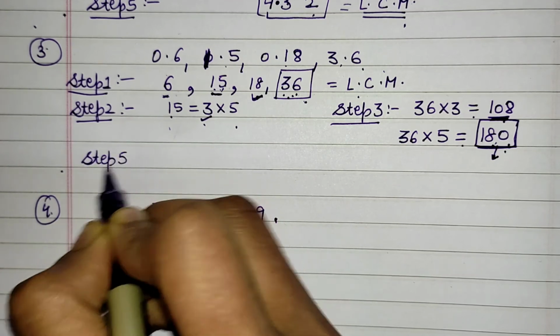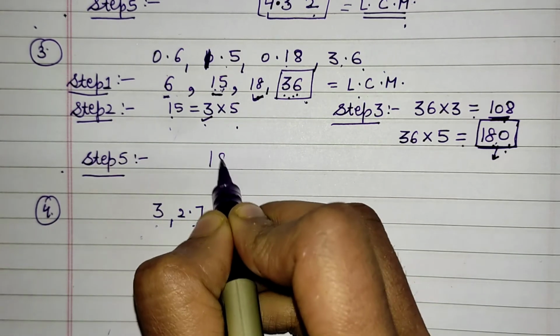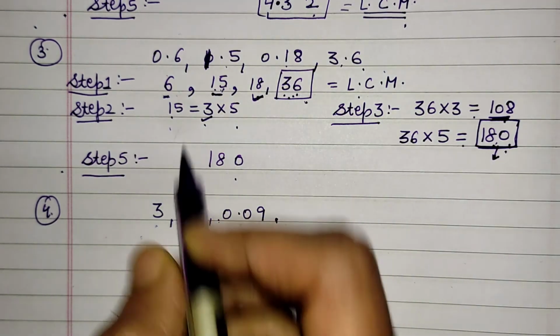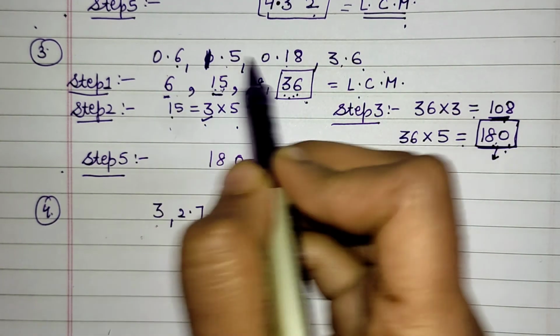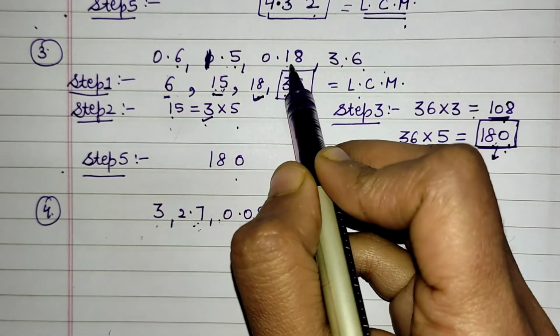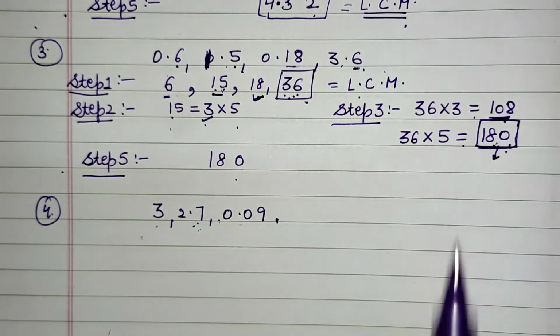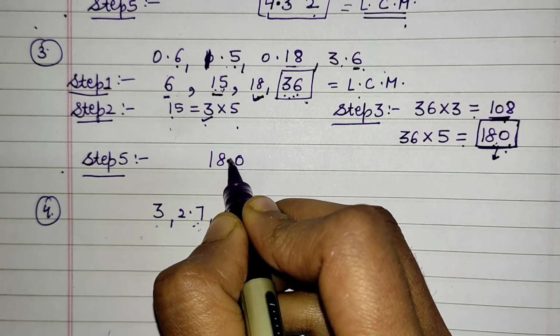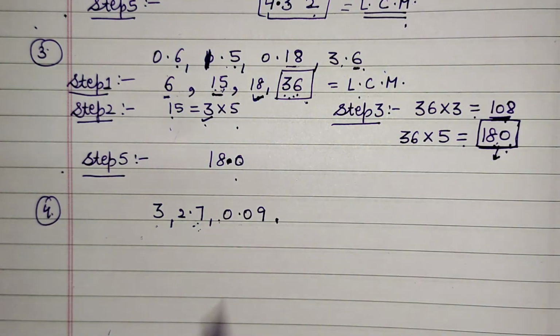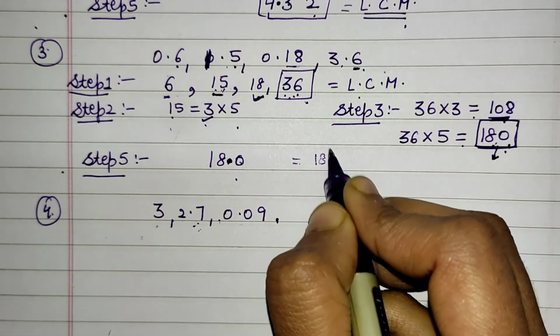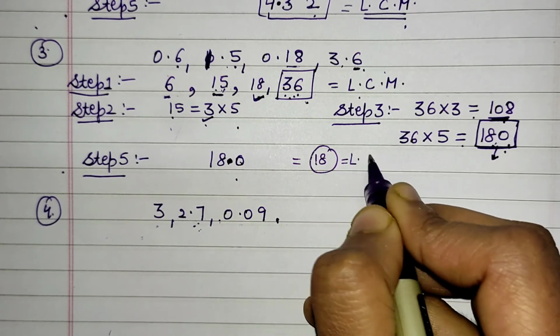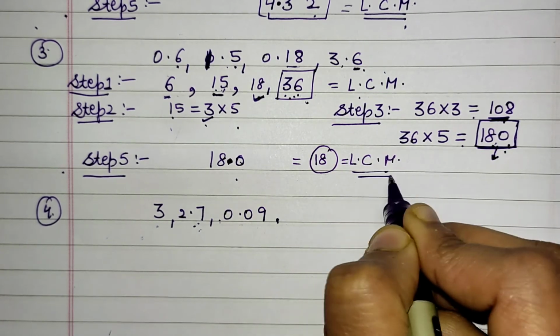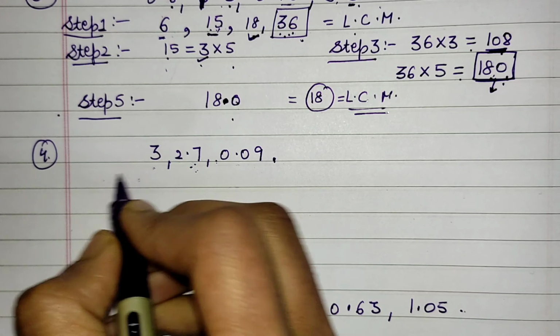So in step number 5, I have to simply put the decimal. Where to put the decimal? One digit after the decimal, one digit after the decimal, two digits after the decimal, and only one digit after the decimal. So I will put the decimal one digit before my last number. So my LCM is going to be equal to 18. Okay, done. Moving to the next.